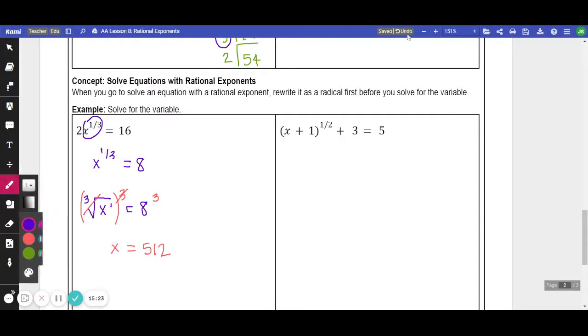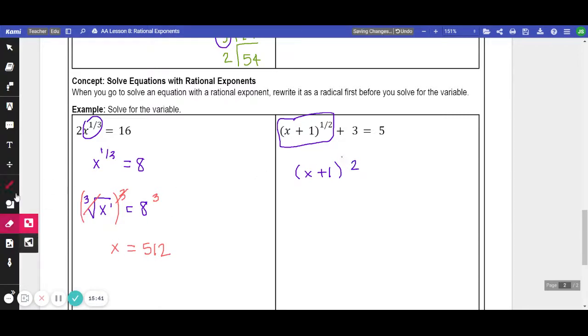So let's try one more. This time, all of this is in parentheses. So this whole thing has the exponent. So I'm going to isolate all of this by moving the 3 to the other side. So I have x plus 1 to the 1/2, and we're going to subtract 3 from both sides. So it equals 2. Once that part with the fraction exponent, the rational exponent, is isolated, once you get that alone, convert it to a radical.